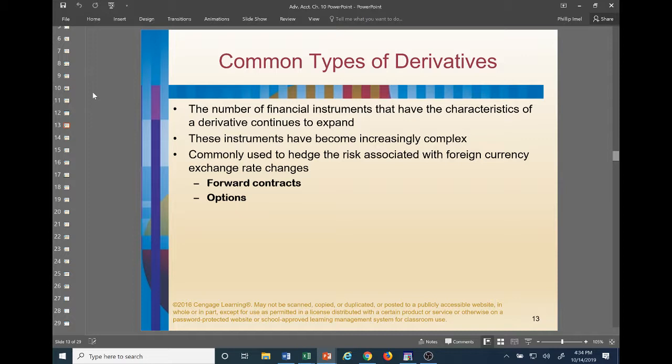So what are some common types of derivatives? The number of financial instruments that have the characteristics of a derivative has continued to expand, and in turn, these instruments have become increasingly complex. Within the context of hedging foreign currency exchange rate risk, two common types of derivatives are forward contracts and options.